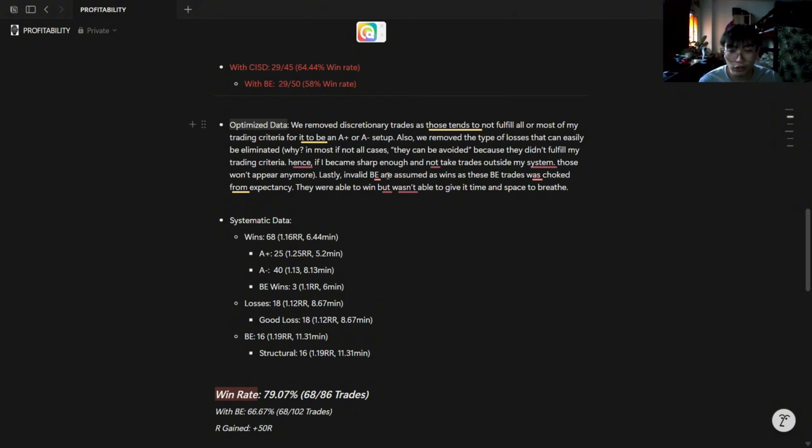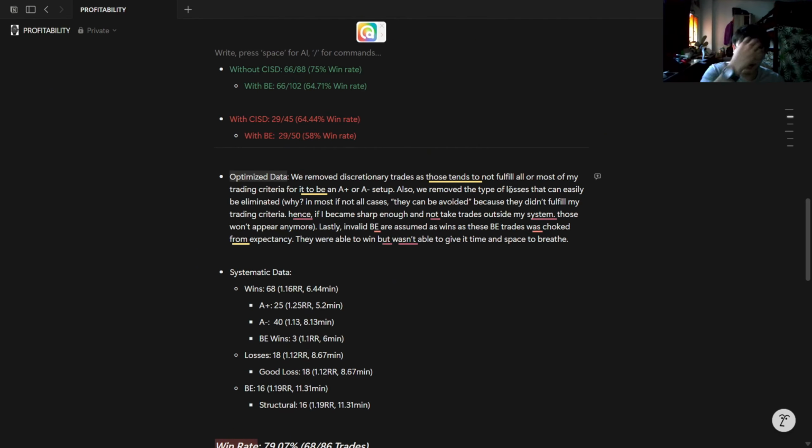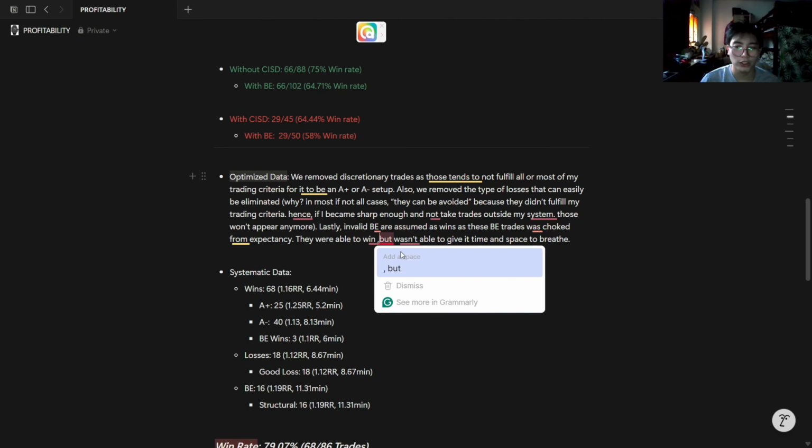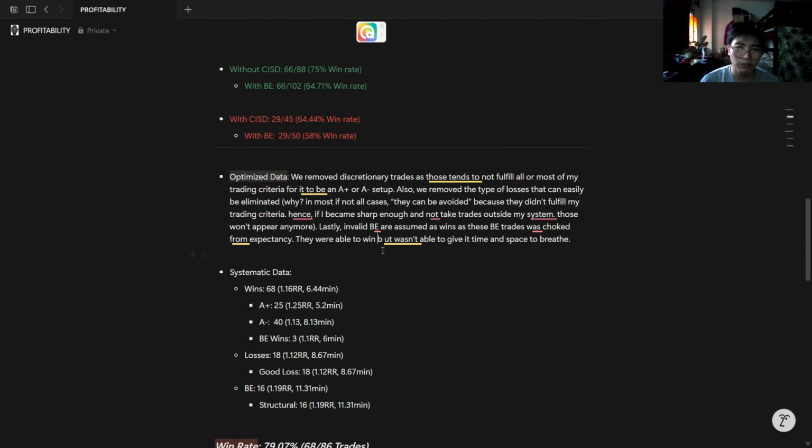After that, break evens on the structural, but the invalid break evens actually go to my wins. Because usually the invalid ones are wins that I could have gotten, but I sucked the hell out of my expectancy just because it was a little bit more emotional. It wasn't really structural, or I just went break even too early.